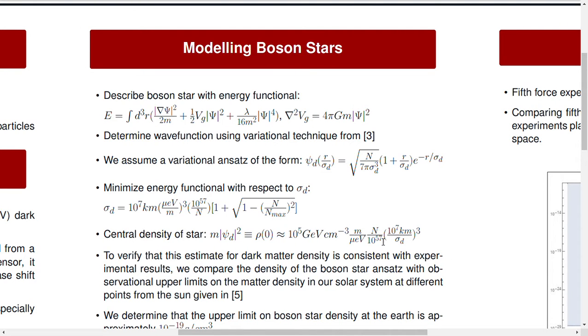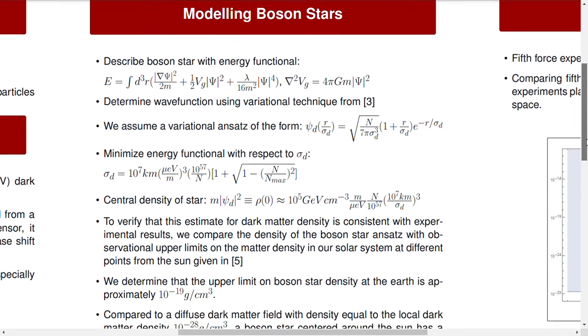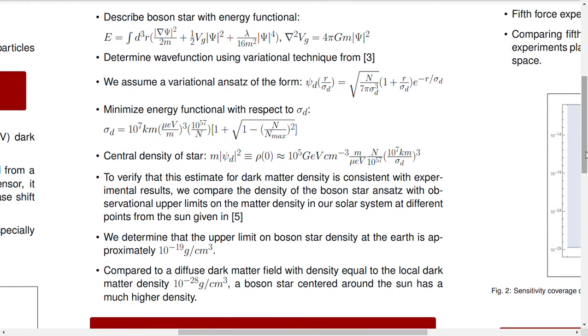Once we have an approximation of the wave function, we can evaluate the central density, which is of the form shown here. Now, to verify that this estimate for dark matter density is consistent with observational results, we compare the density of the boson star with observational upper limits on the matter density in our solar system at different points from the sun, given in a paper by Pitjeva et al. And then we can determine that the upper limit on boson star density at the Earth is approximately equal to 10 to the negative 19th grams per centimeter cubed.